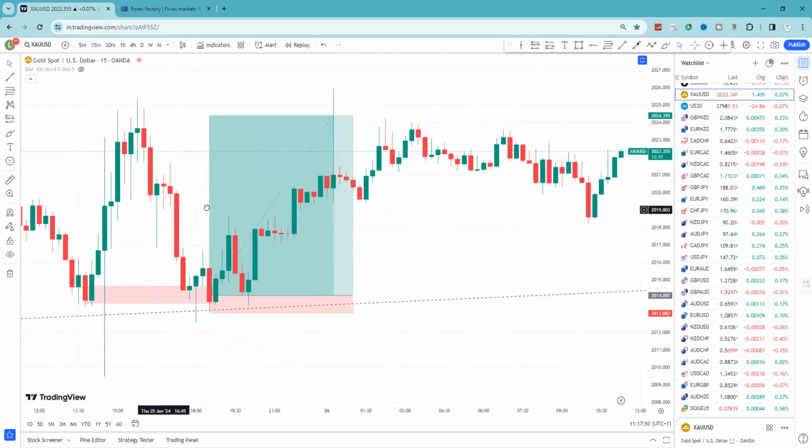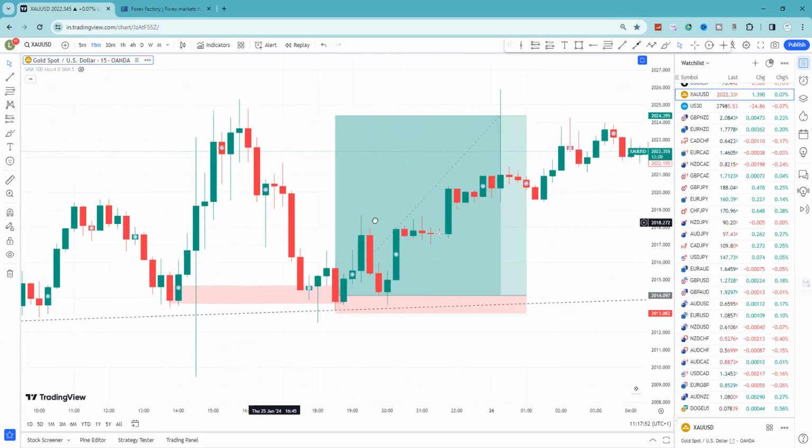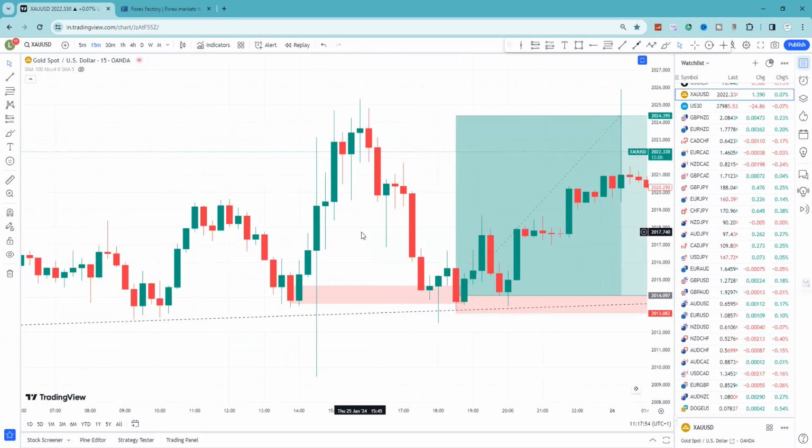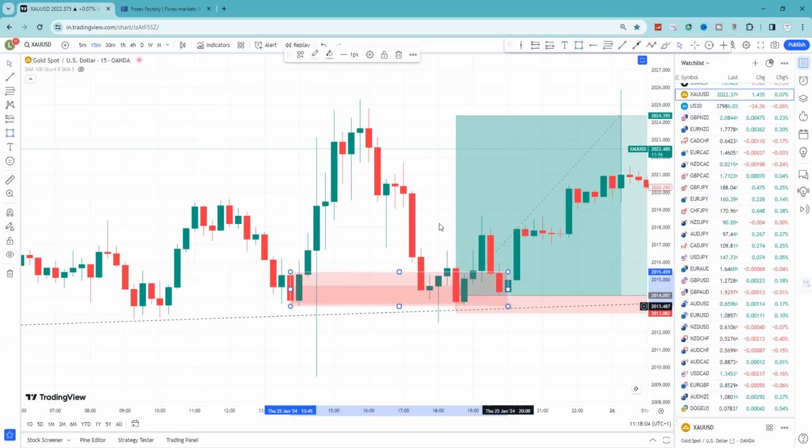This is also going to be very significant and beneficial to people who understand SMC concepts. So I found this order block here. Amazing. This whole order block on the 15 minutes time frame. I knew that prices falling down to this order block, it was going to respect it.